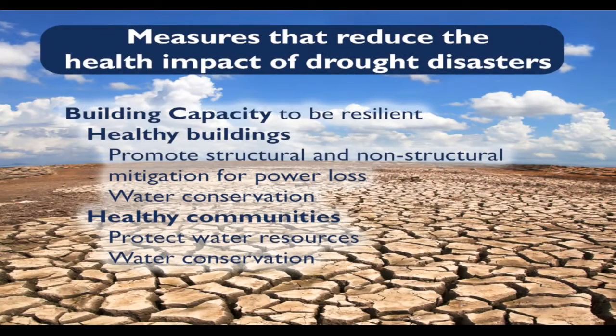So this building capacity extends not only to healthy people, but also to healthy buildings and healthy communities. You know, healthy buildings use less water. We waste less water. We conserve more water. We really apply these structural and non-structural mitigation measures for power loss as well, when we look at the linkage between electricity and droughts. And also healthy communities that protect water resources and conserve the water and use it appropriately so that we can maintain through these drought disasters and hopefully get to the other side as a resilient community.